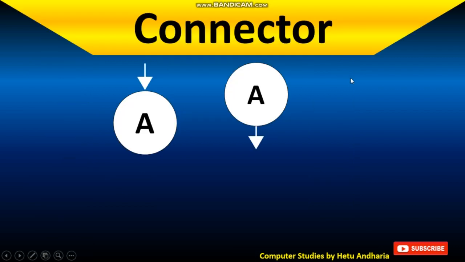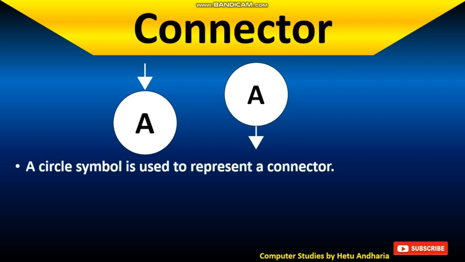Fine. Then the last symbol is the connector symbol. Now a circle symbol is used to represent a connector. Here I have forgotten to make a yellow color here.